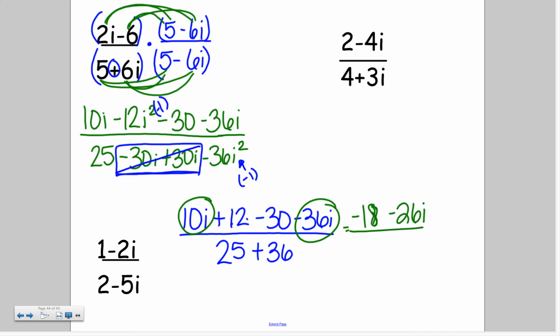All right. And then 25 plus 31 is going to be 61. Okay, now if you can simplify this, go ahead. But that's going to be the smallest that you can go with it. You're not going to be able to make it any smaller, so that will be your answer right there. So that is going to be my final answer. Okay? All right.